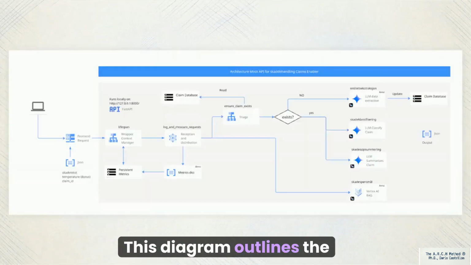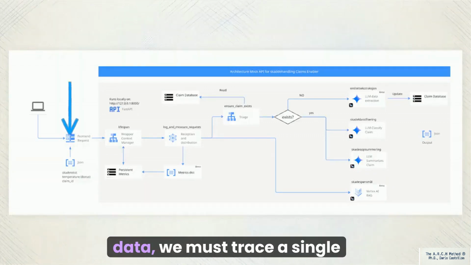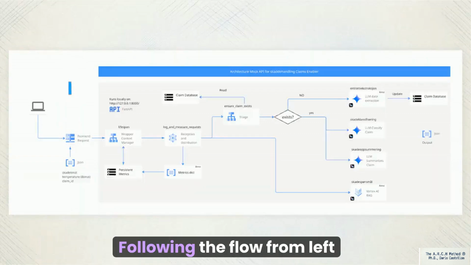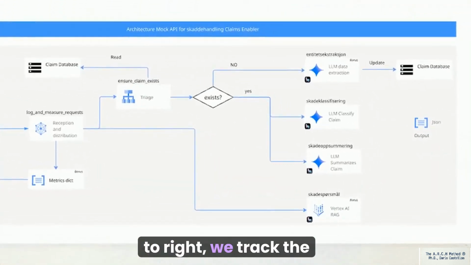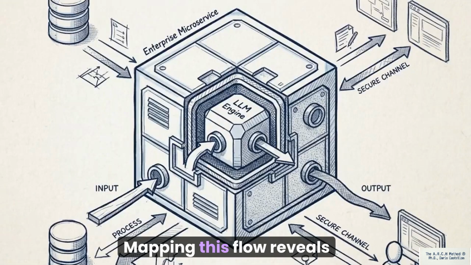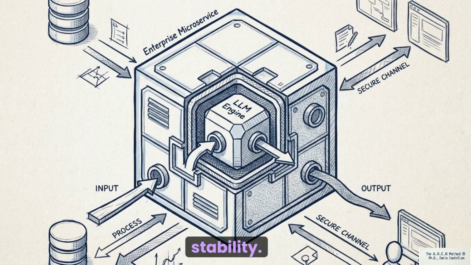This diagram outlines the full mock API. To understand how it routes data, we must trace a single HTTP request. Following the flow from left to right, we track the payload's journey from front-end transmission to a structured database output. Mapping this flow reveals how to securely embed fragile language models inside enterprise-grade microservices without compromising system stability.